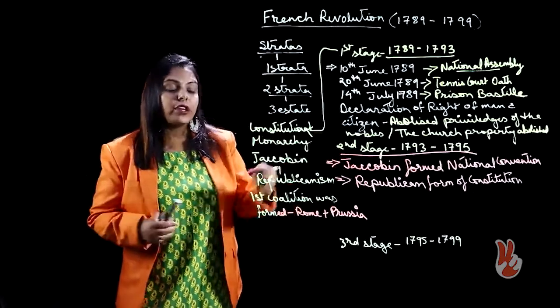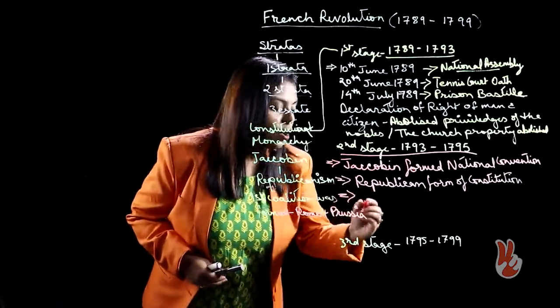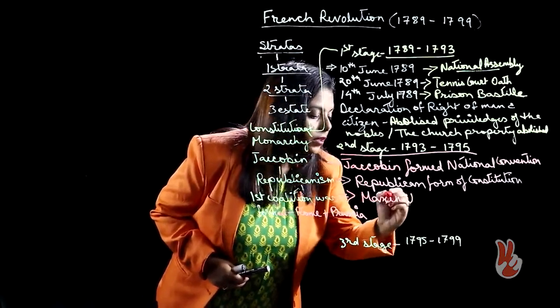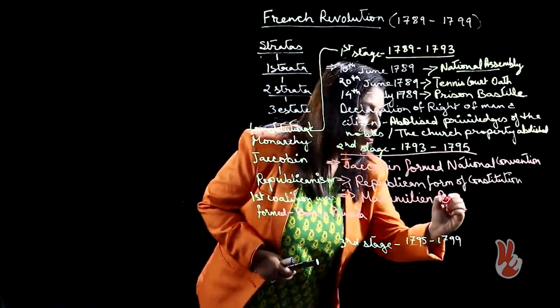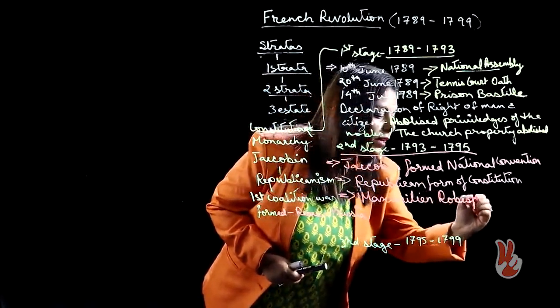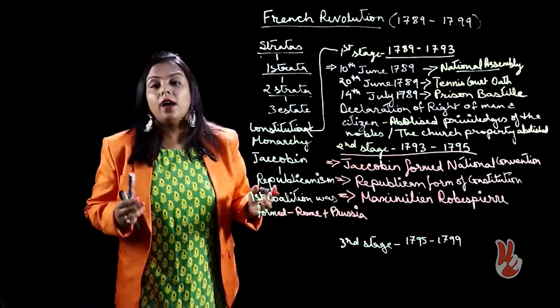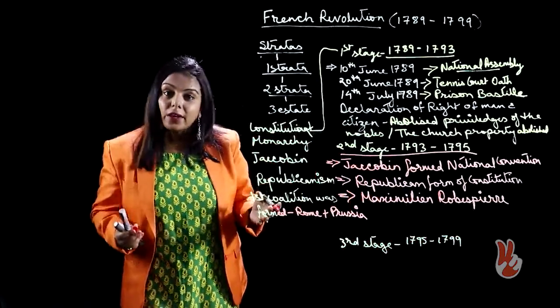So, the Jacobins who formed the government were headed by a man called Maximilien Robespierre, and he brought a phase which is known as the Reign of Terror.